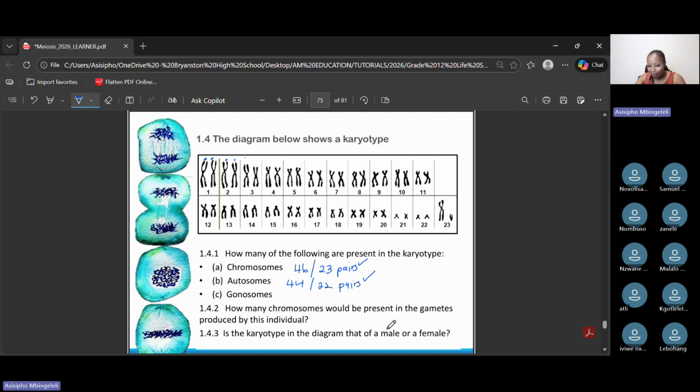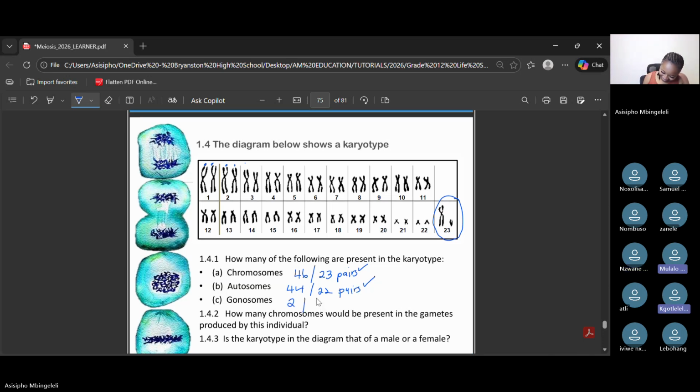Can we see 4? Wait, ma'am, let me open my eyes. Wide open, please. These are the gonosomes. Yes, it's number 23, ma'am. So there's 1 pair. My bad, I'm sorry, ma'am. So I wrote one. Is that correct? Or one pair?